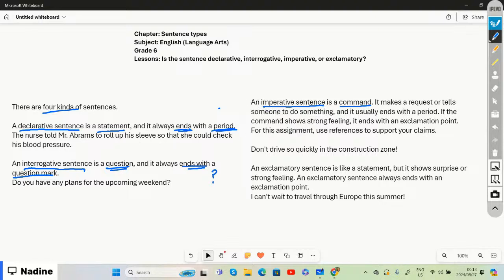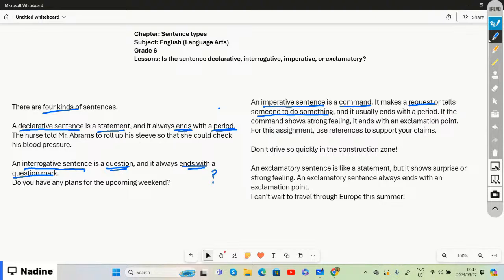So an imperative sentence is a command and it makes a request or it tells someone to do something. It doesn't have to be you're forcing someone to do something. Do it now or else I will beat you up. No, we're not talking about that, right? Sometimes just what you are telling someone to do is an imperative. It's basically a command, right?